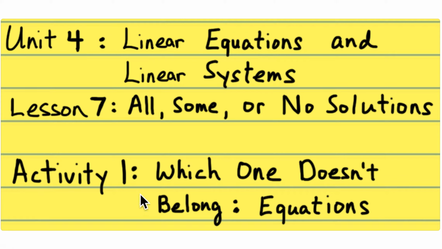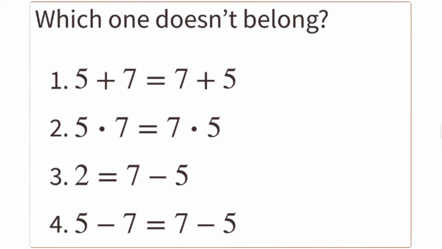This is Activity 1, Which One Doesn't Belong, and this is looking at equations from Lesson 7, all, some, or no solutions. In this activity, you're supposed to identify which of these equations is different, what makes it different from the remaining 3. For each equation, why does this one not belong to the other 3? Why does this one not belong? And so on, all the way down.